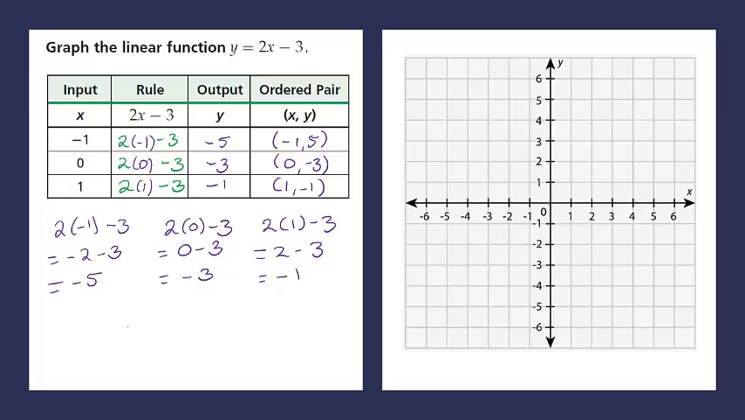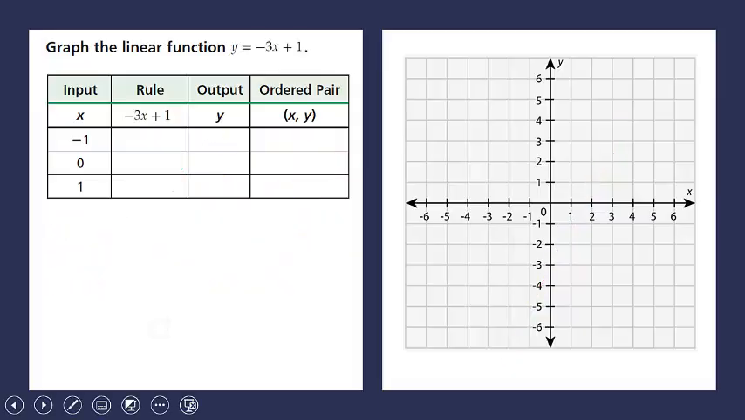Now I'm plotting my points. Minus 1, minus 5, 0, minus 3, and 1, minus 1. My next step is to take my ruler. I place all 3 points along the ruler line, and I can draw a straight line, my linear equation.